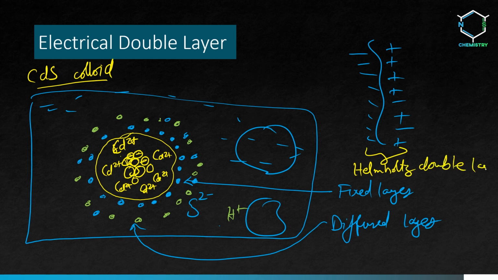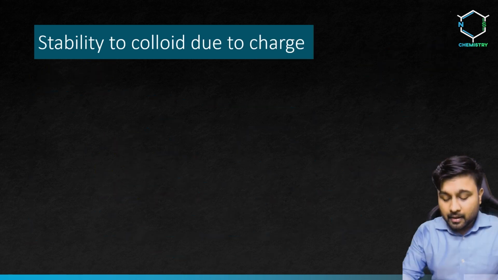Helmholtz double layer. It has another name, that is Stern double layer, and the potential difference between this double layer is called zeta potential. It is this potential difference that makes the colloid stable. So how does it make it stable?